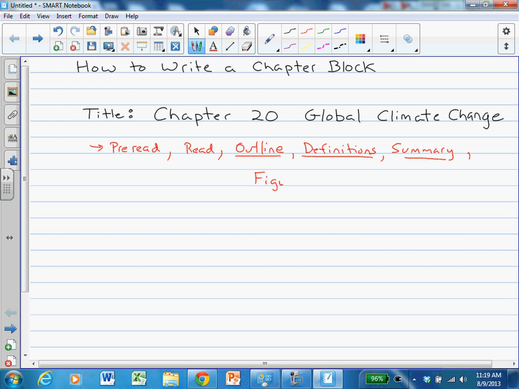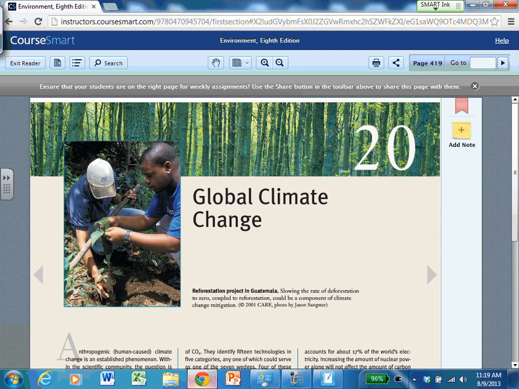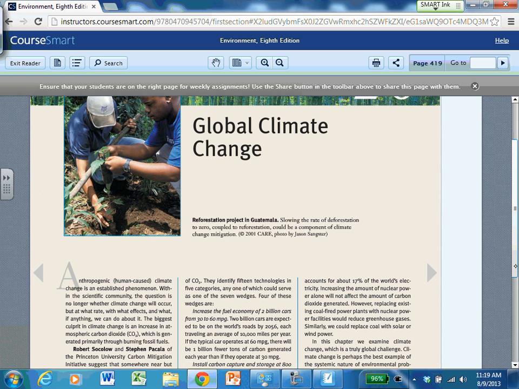And I make the students do 5 figures each for these. So you'll do 5 figures for the whole chapter block, not for each section, but for the whole chapter block. And those figures should include the caption as well. Okay, so then go back and let's begin our reading. So let's read this introductory part on global climate change. Just press pause and read that.